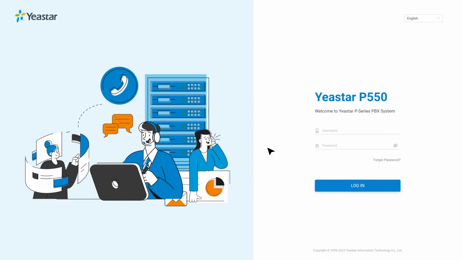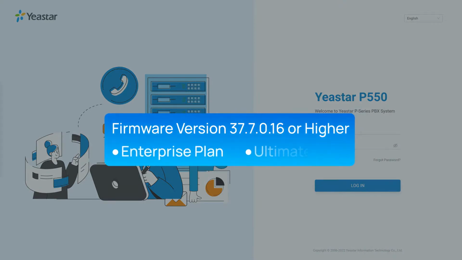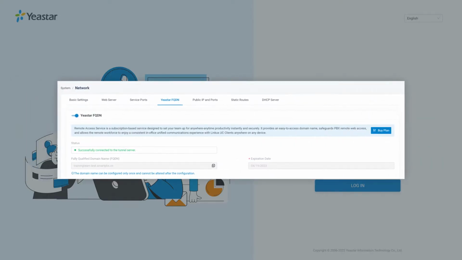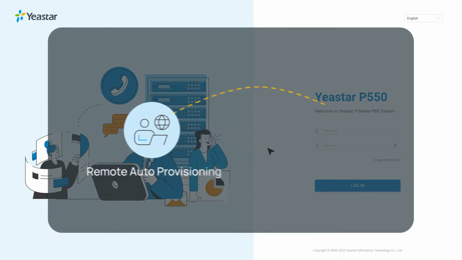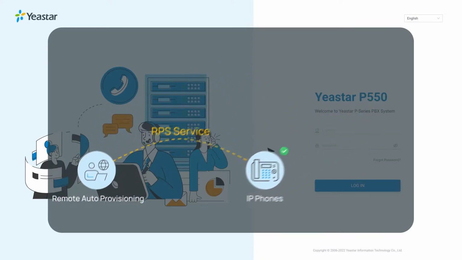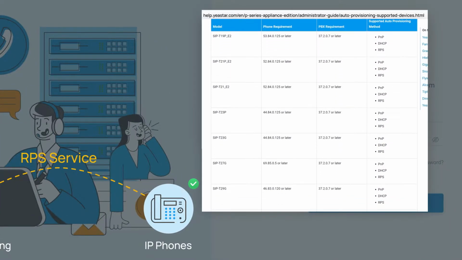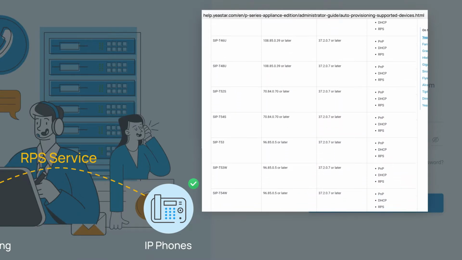Before we start, please make sure we have upgraded our P-Series PBX appliance edition or software edition to the latest version and subscribed to the Enterprise or Ultimate plan, and FQDN on the P-Series PBX is activated. In the meanwhile, the remote auto provision is realized by coordinating with the RPS service of the phones. We need to ensure the IP phone that we use comes with RPS. Here's a list of the IP phones that we currently support for remote auto provision with FQDN.